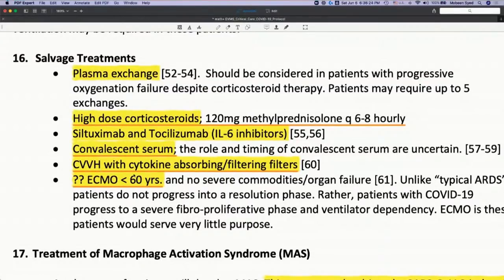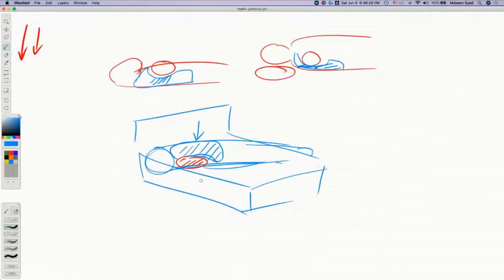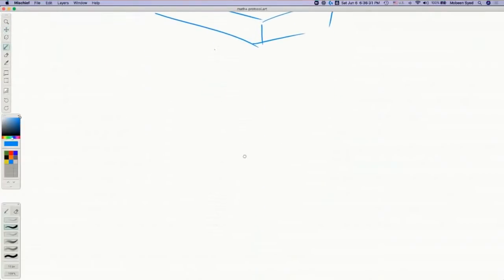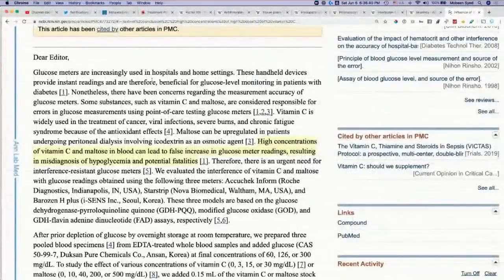Then CVVH with cytokine absorbing filters. So what that is, I think what they do is they take, so it is a venous hemodialysis, or what is this? Let me show you here.